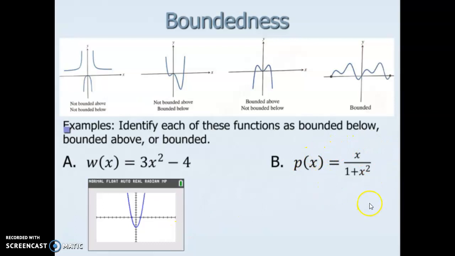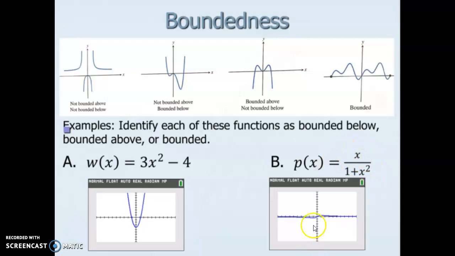On B, we have not really worked with this one a whole lot. This looks a little bit weird, so I'm going to head over to my graphing calculator, and I'm going to graph that, and this is what I get. And it does seem to have this little bump down here on the bottom, this little bump up here on top, and everything is kind of staying between the two of those. So it is bounded above and below, which again we call simply bounded.